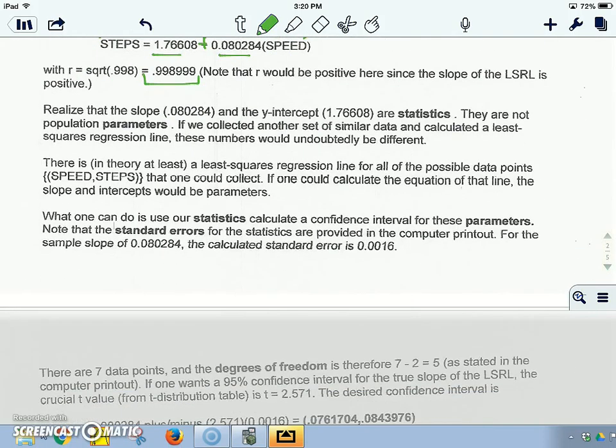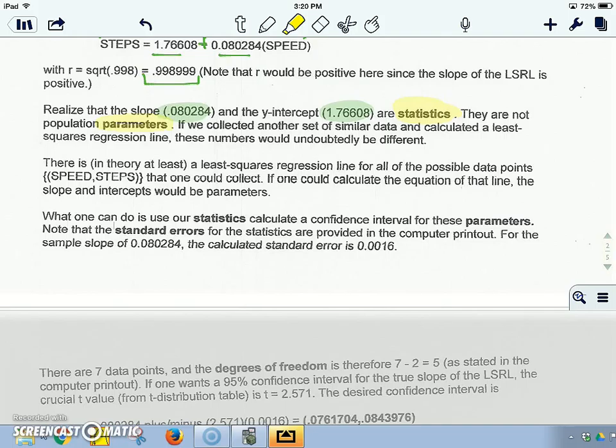Okay, realize that the slope of 0.080284 and the y-intercept of 1.7668 are statistics, which means they're estimates. They are not population parameters. If we collected another set of similar data from maybe 7 different runners and calculated our least squares regression line, the numbers would be different. They probably would be similar, but they're different because they're estimates.